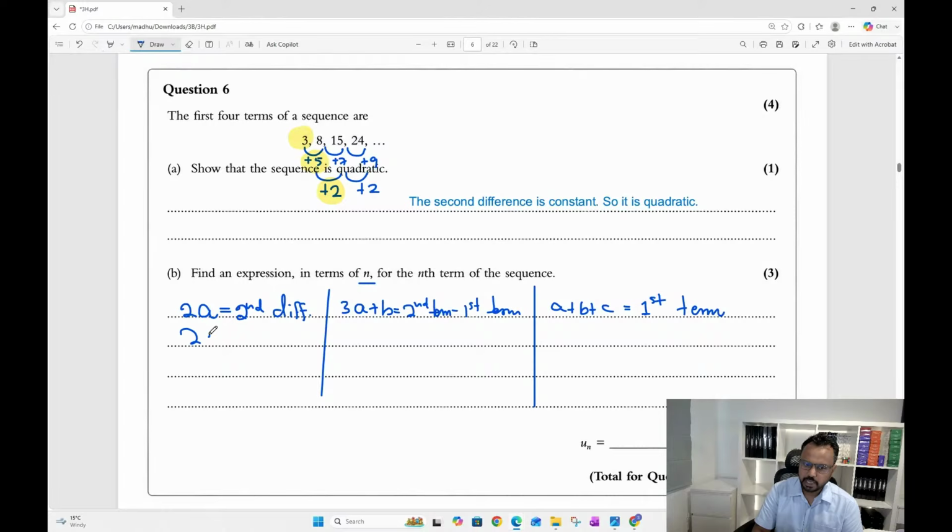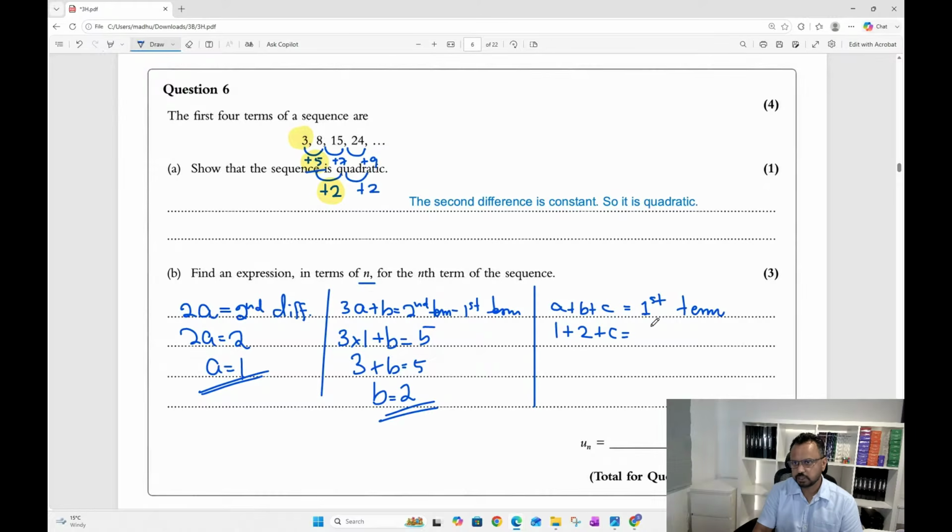So 2a is 2, obviously a is 1. And here, 3a plus b is what? 5. So 3a plus b is 5. Then what's my b? b is 2. Got that. Now, a is 1, b I worked out as 2, plus c. You see the first term, what's the first term? 3. All right, 1 plus 2 already gives me 3. Therefore, c is equal to 0.